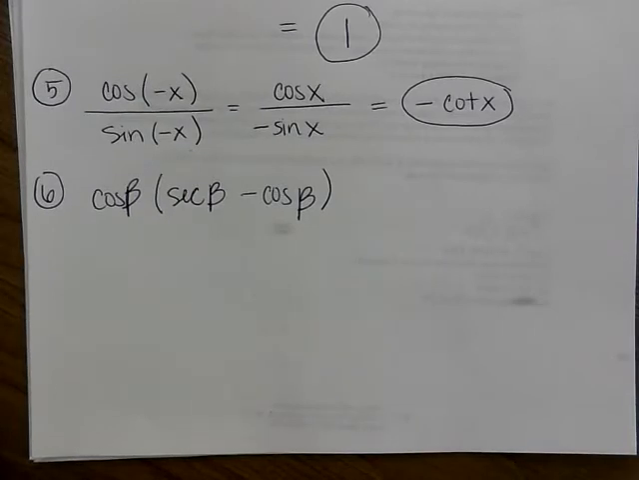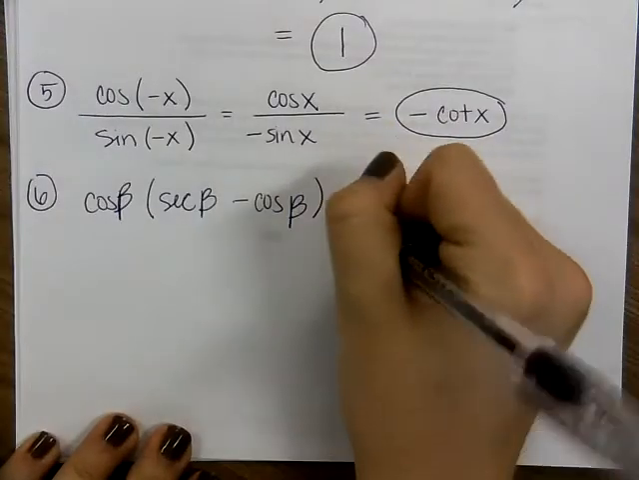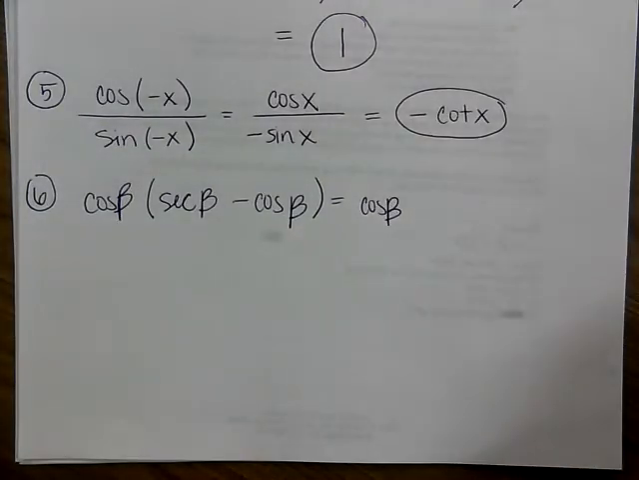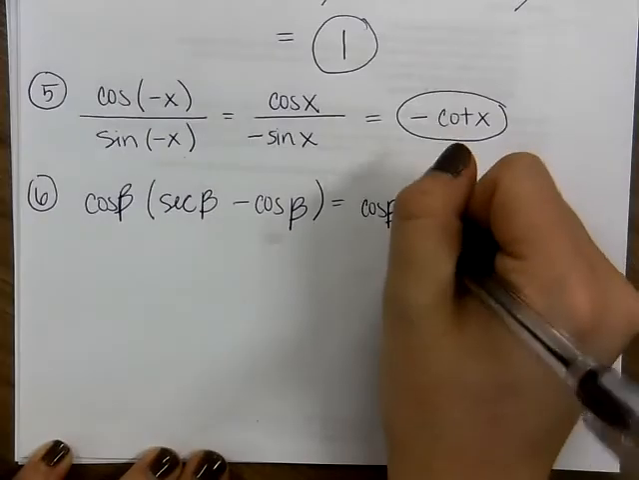Anybody want to volunteer their first step? Don't be scared. Jake? Okay, so I changed secant into 1 over cosine of beta. I would have also done that. Now, if you didn't, that doesn't mean you're wrong, so don't start erasing yet. Just keep watching, and maybe it'll all work out in the end. You don't have to do this first.